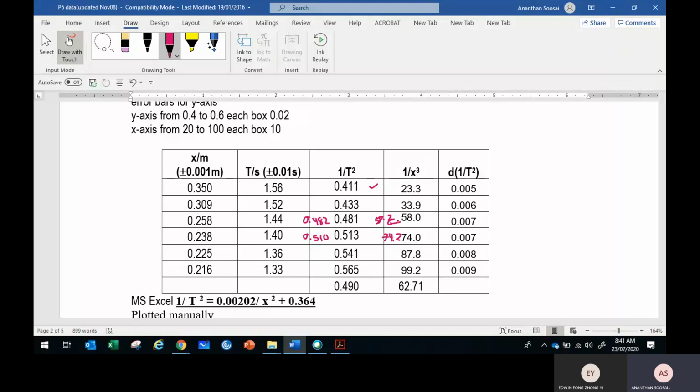If your table is wrong, your data is wrong, it's going to be a chain reaction. You're going to lose lots of marks. It will affect your graph, and it will affect your calculation later.